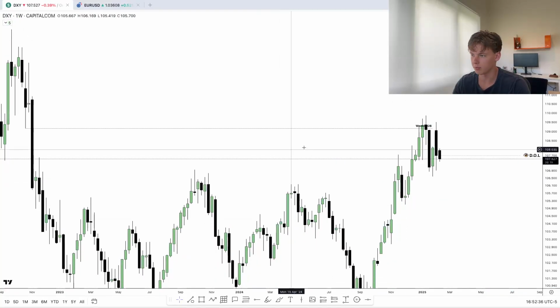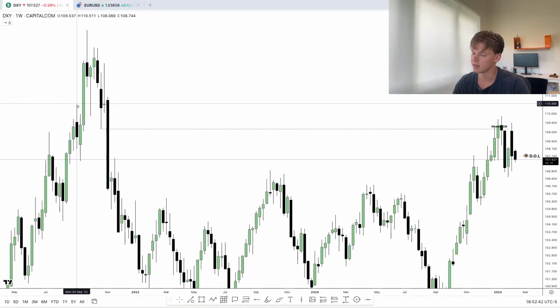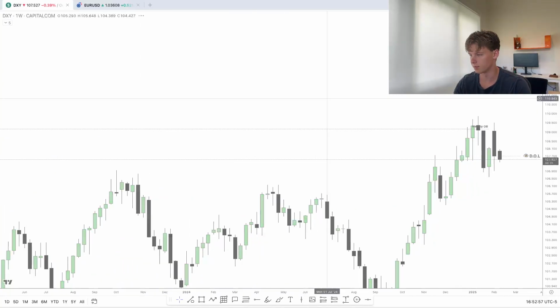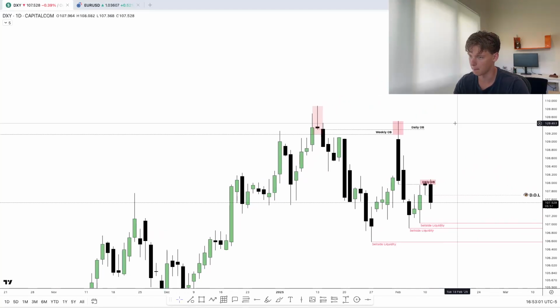On the weekly time frame, the DXY came into this weekly order block. You can see that it tapped into this bullish order block, created a rejection with a large wick to the upside, and then tanked lower, creating a gap. And so this is the low of that bullish order block. Many people make their order blocks in different ways. This is how I make mine.